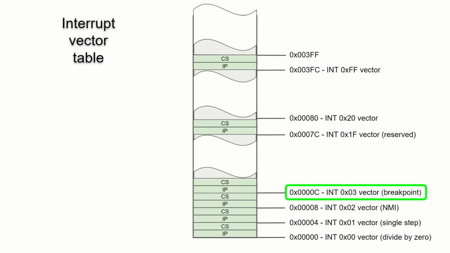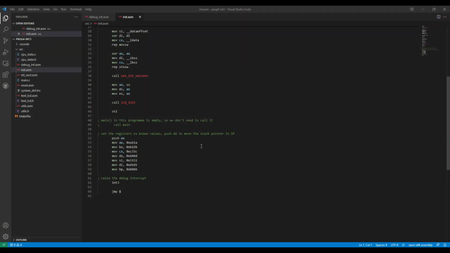So let's write a program which would set all the registers to some known values and then raise the int3, whose handler would display values of all the registers on the LCD. So this is the bottom of our initialization code. I've made some changes. First of all, I wrote a function which initializes the interrupt vectors. I'll show you this function in a minute.